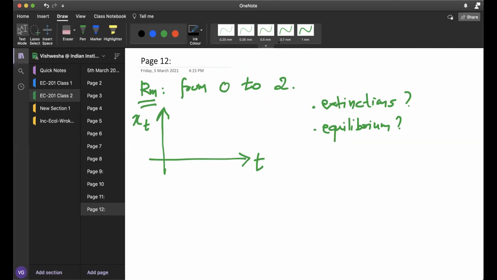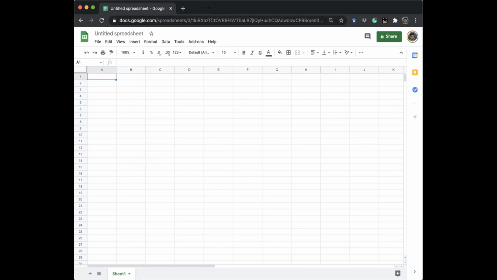Okay, do I need to show it? Yes, please. Okay. Let me just open a Google spreadsheet. Okay, I'm going to share my Google spreadsheet now. Are you able to see my Google spreadsheet?